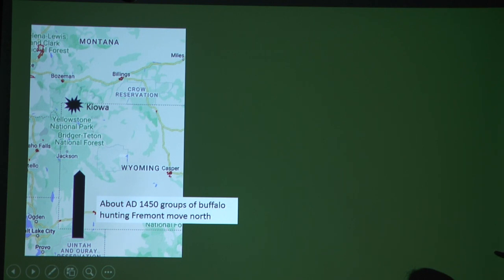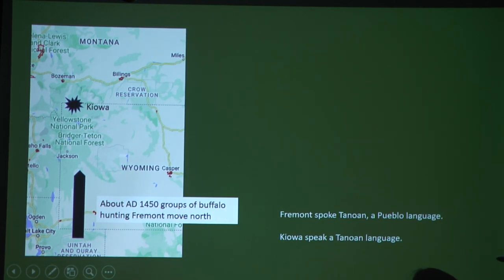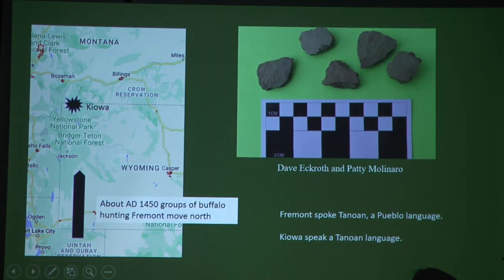So that's not unusual at all, that a group then start with a new name. They're now buffalo hunters and teepee dwellers. They're no longer living in pit houses and growing corn. They've now become a different people called the Kiowa. So interestingly enough, the Fremont spoke a Tinoan language, and the Kiowa speak a Tinoan language, which fits them together quite nicely.